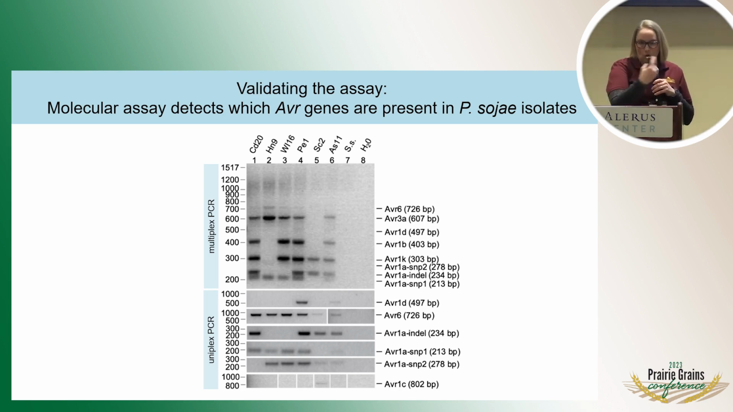Does this particular assay work well to identify AVR genes that they already knew were in these pathogens? And it did. Each of these black dots here are bars. That's showing you that indeed there is that AVR gene there. So this is working well. They have it up and running, and it's going to save tons of time and money.